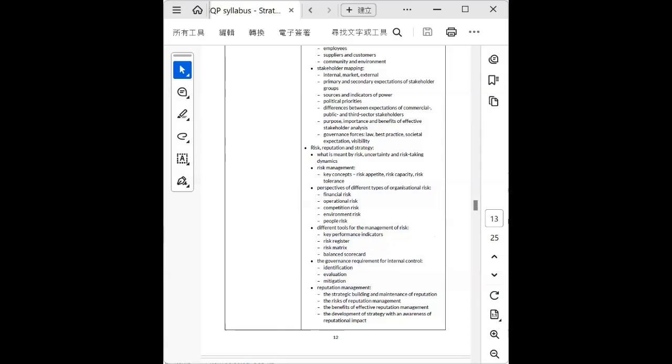Risk register explores the role of documentation and tracking of the organizational risk. Risk matrix is a tool for prioritizing and assessing risk. And balance scorecard is sometimes being asked. It's about the use of balance scorecard in integrating strategic risk management with the strategic objectives.